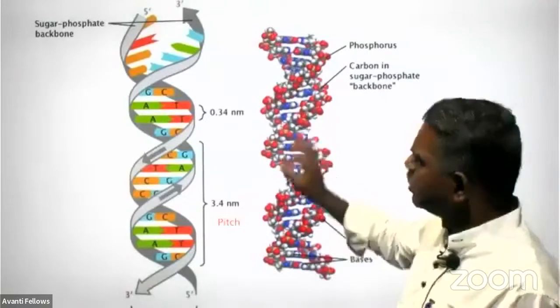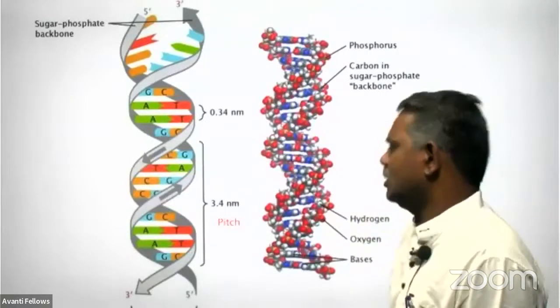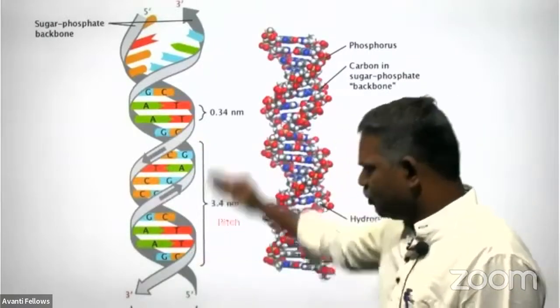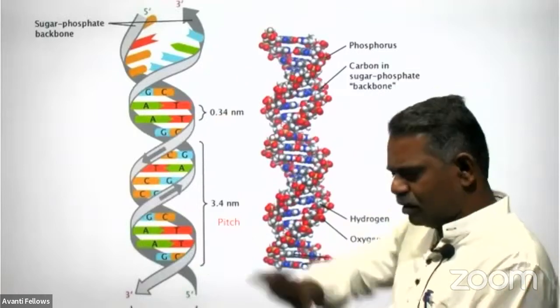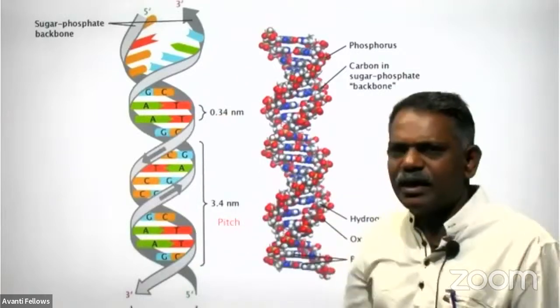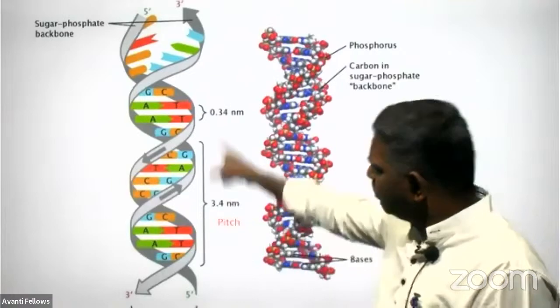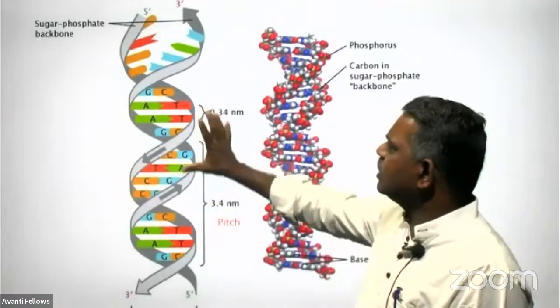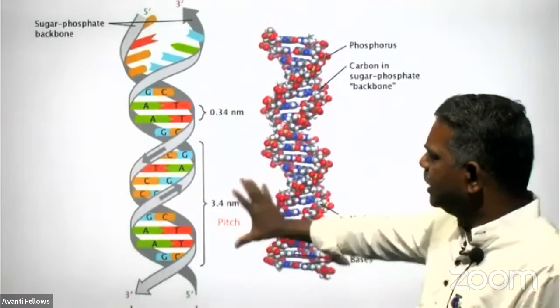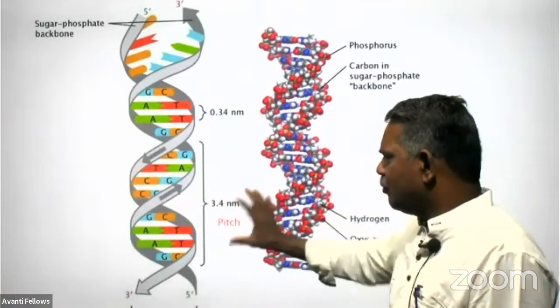That is 0.34 nanometer. And this is the pitch, one coil of the DNA, which always goes for coiling in a right-hand position, forming many coils. One coil consists of 10 nitrogenous bases, and its length is only 3.4 nanometer.